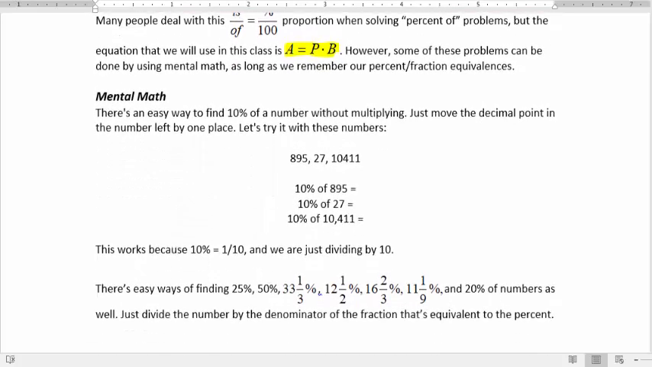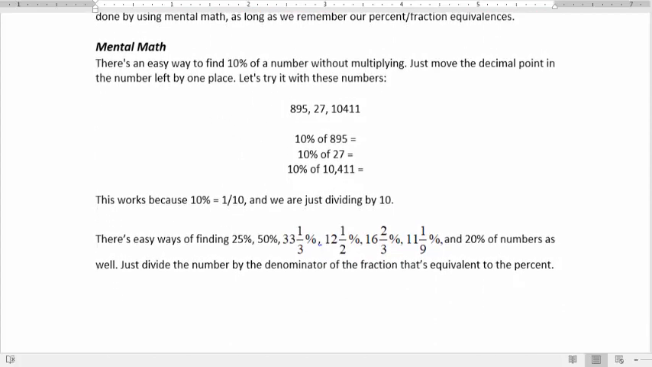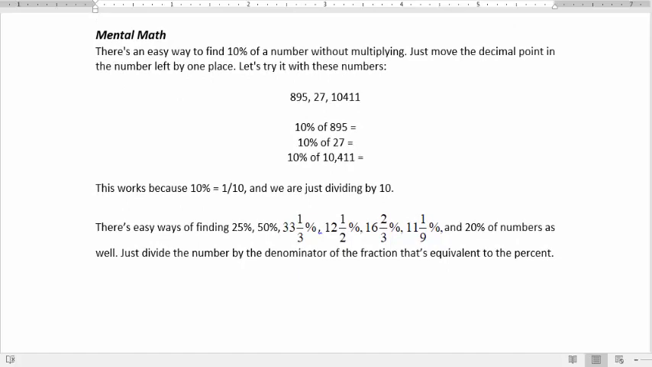Now, some of these problems can be done by using mental math, though, as long as you remember our percent fraction equivalences, right? Remember my nerd table that I had created the last time? So the first one is there's an easy way to find 10% of a number, and this is the one that like everybody knows basically, right? What do you do to find 10% of a number? You're basically just moving the decimal point 1 to the left, right?